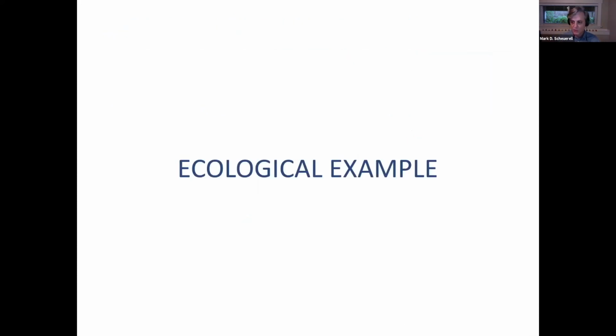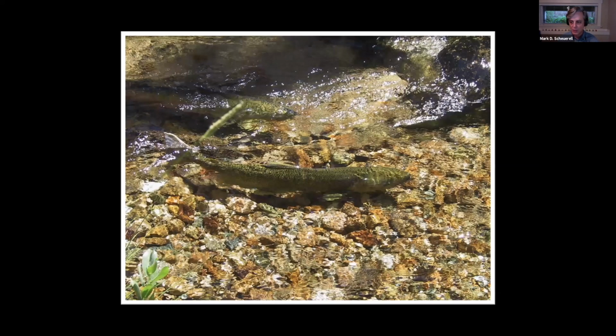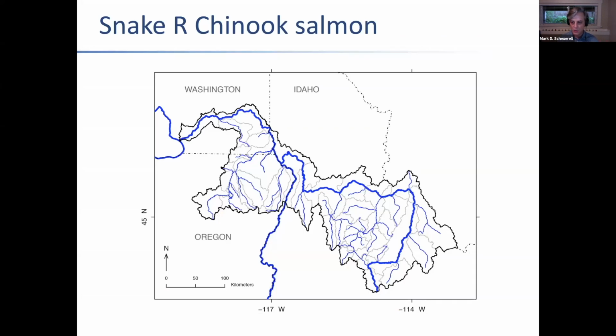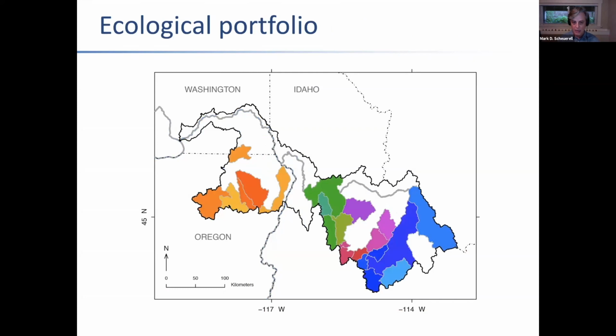Okay, so let's make this a little more interesting. I'm interested in, like I said, ecological portfolios. I've done a lot of work on salmon. I'm going to take you 1,000 miles east of here to Central Idaho, and the Snake River and Salmon River Basin. And here we have a whole bunch of populations that form what's called an ESU, an evolutionarily significant unit. And those are colored here. So you could think of these populations now as assets in a portfolio.